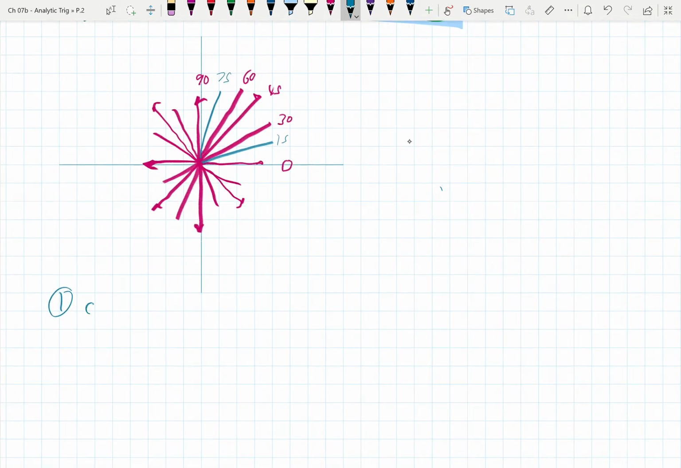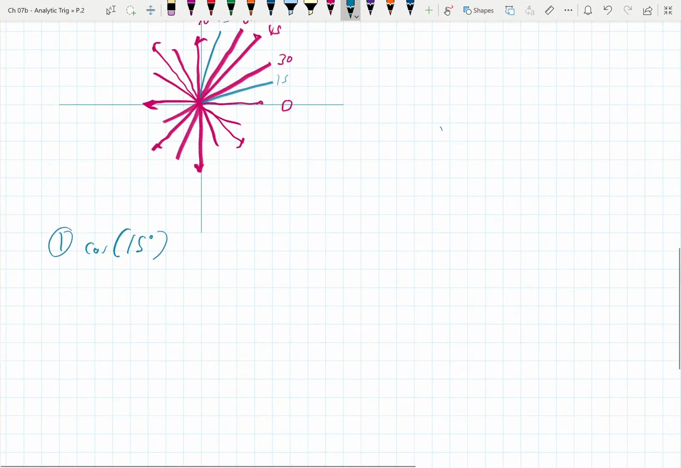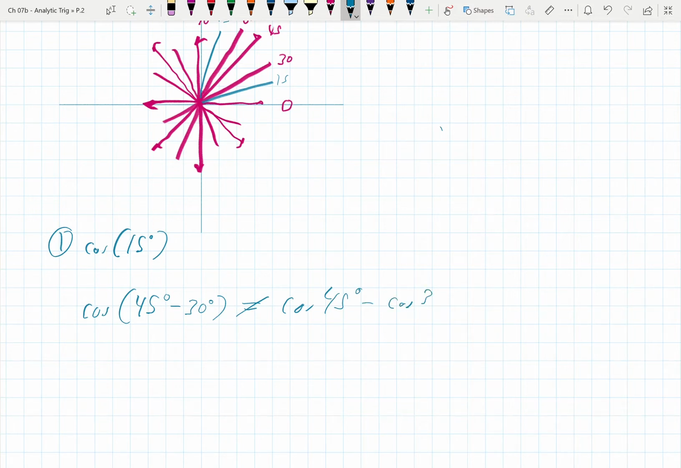Number 1, cosine of 15 degrees. This is one you guys can now do an exact value of. Here's how it's going to work. Stick with me? 15 can be expressed as 45 minus 30. Do not tell me that that is equal to the cosine of 45 degrees minus the cosine of 30 degrees. That's not a thing.